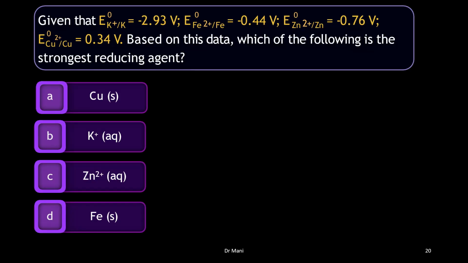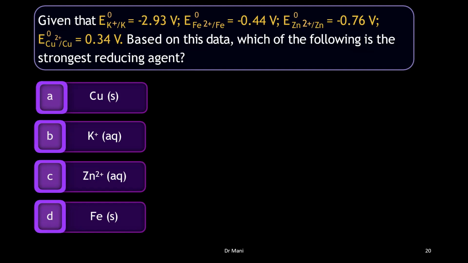So given, okay, here the electric potential, the cell potential, is given: minus 2.93, minus 0.44, minus 0.76, 0.34. Based on this, which of the following is the strongest reducing agent? So what's the answer?